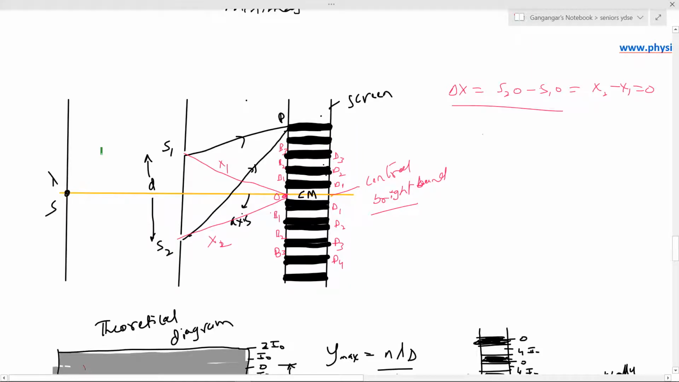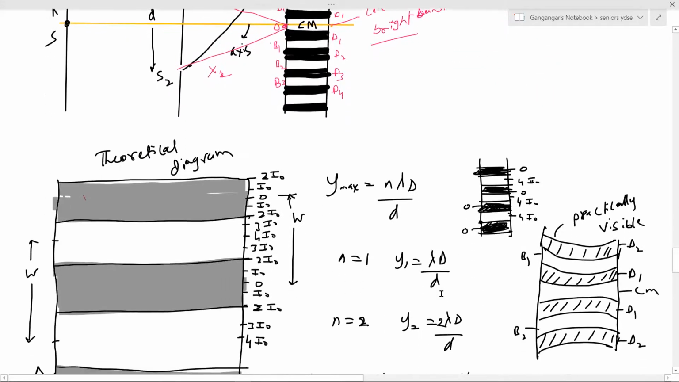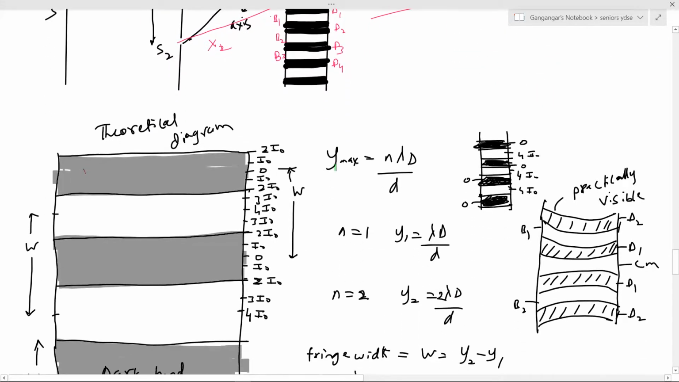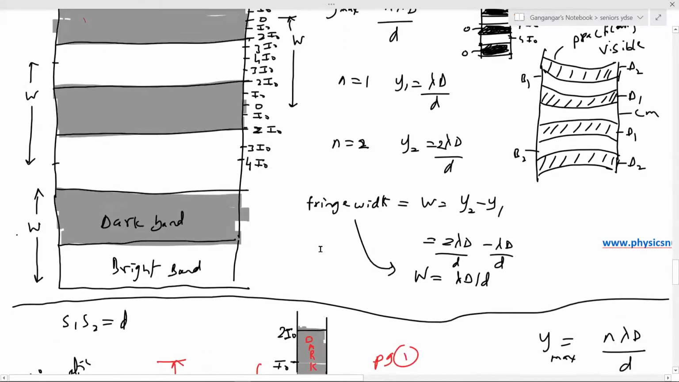How to locate the position of maxima, minima? Again, we are going to use the same formula. To get the position of maxima, I'm going to use the formula y max equal to n lambda capital D by D. Some very important questions we are going to discuss here. What is the intensity at maxima? It will be 4 I naught.